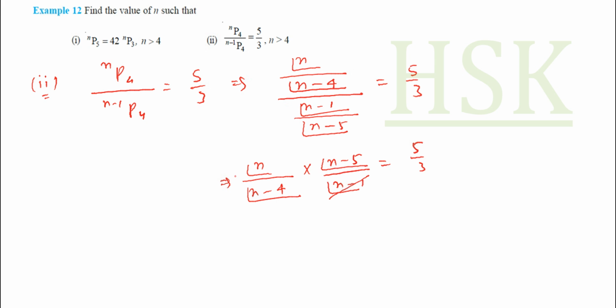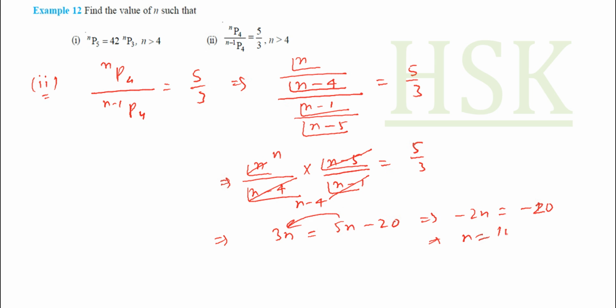This cancels out and gives me n. This cancel out is going to give me n minus 4 with n minus 5 factorial. So I am going to get 3n is equal to 5n minus 20, or I am going to get minus 2n is equal to minus 20, or n is equal to 10. So this is my required answer.